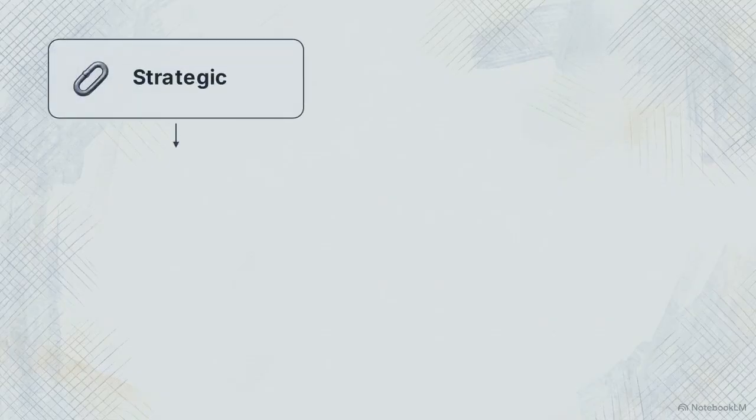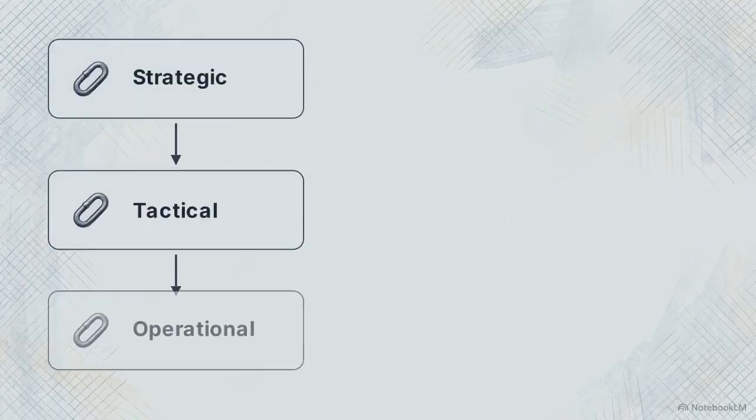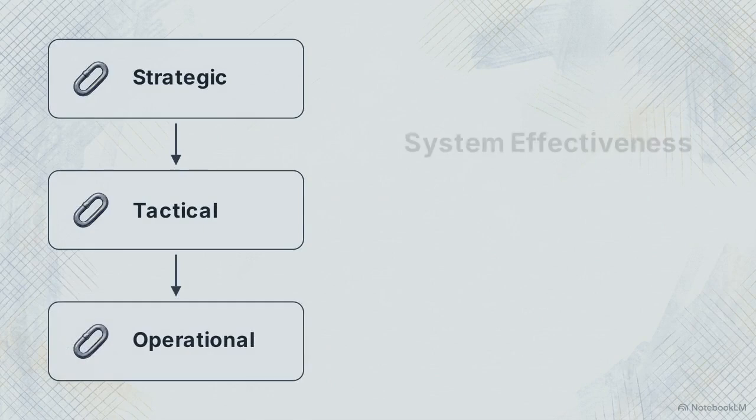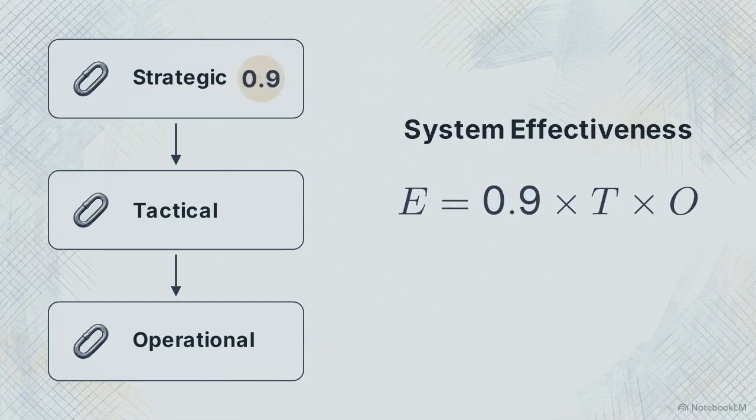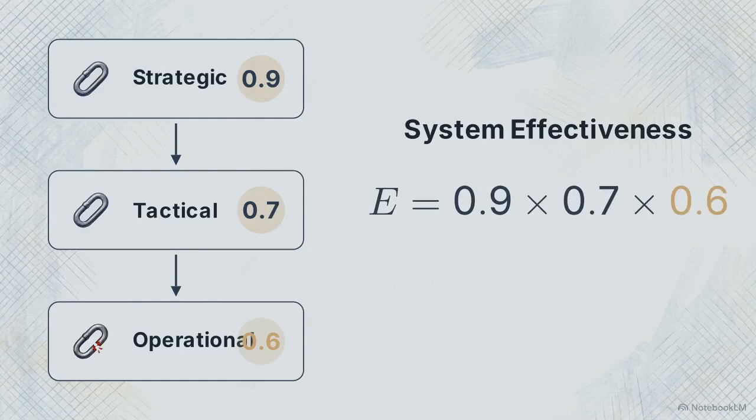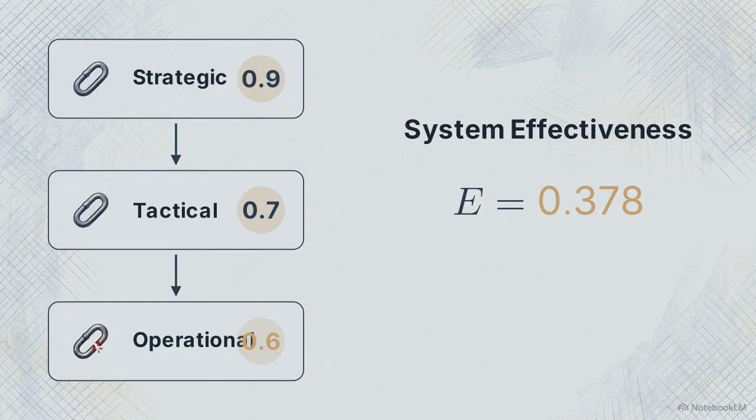This diagram shows the 3 tiers mapped in a top-down hierarchical flowchart. Beside it is the governing formula for this hierarchy. System effectiveness equals strategic times tactical times operational. Let us walk through a hypothetical scenario. We will assign the strategic level a high performance score of 0.9. We assign a moderate score of 0.7 to the tactical level, and a weak score of 0.6 to the operational level. Calculating these inputs yields an overall effectiveness score of exactly 0.378.